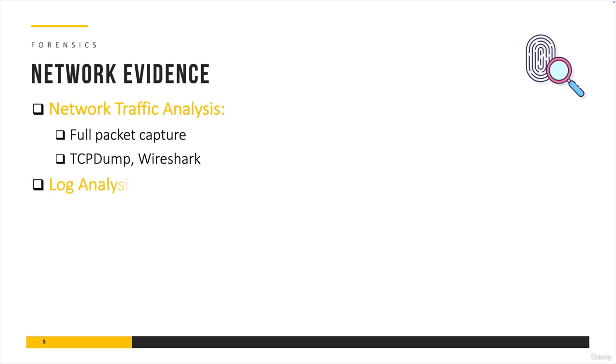The second type of network evidence is log analysis. And these logs can come from routers, proxy servers, web servers. Now, these two are not mutually exclusive. In fact, these two types of network evidence complement each other. The network traffic analysis gives you the raw, real-time data, while logs give you summarized, retained data.